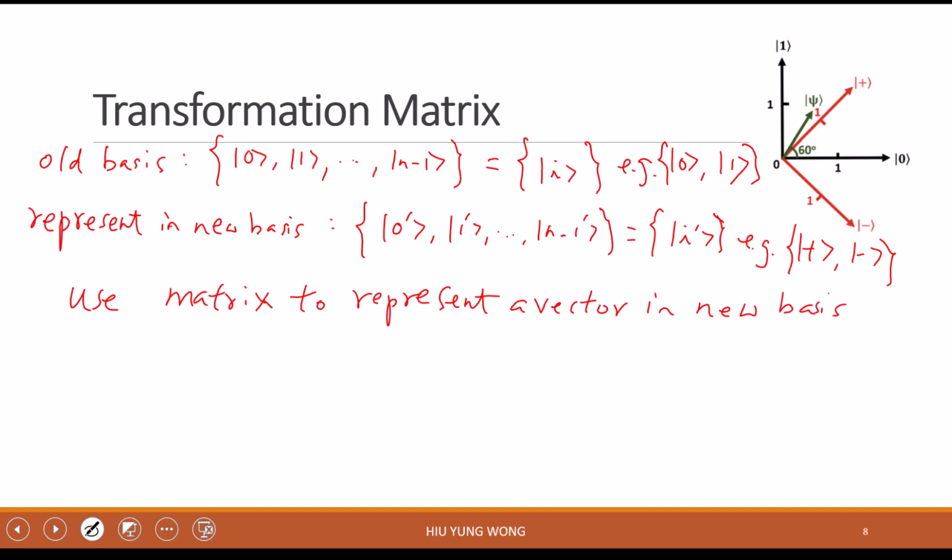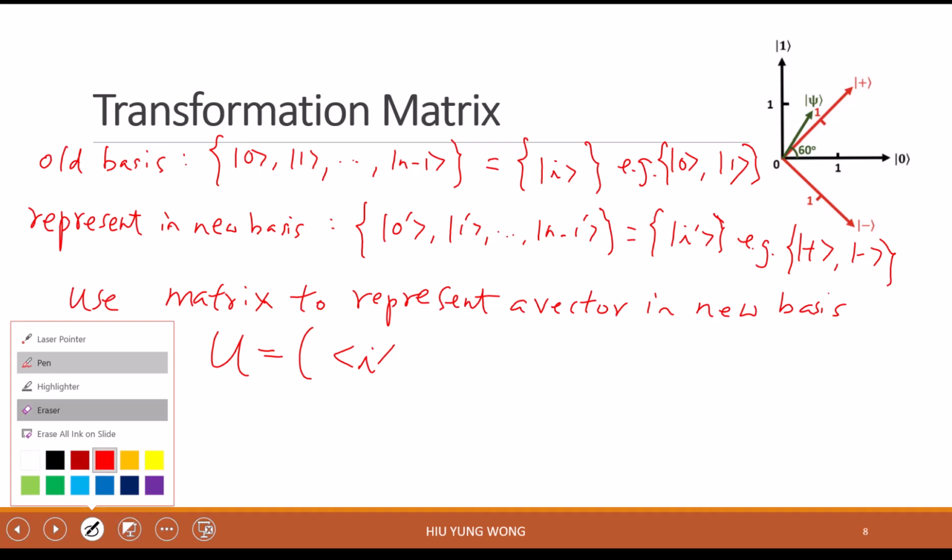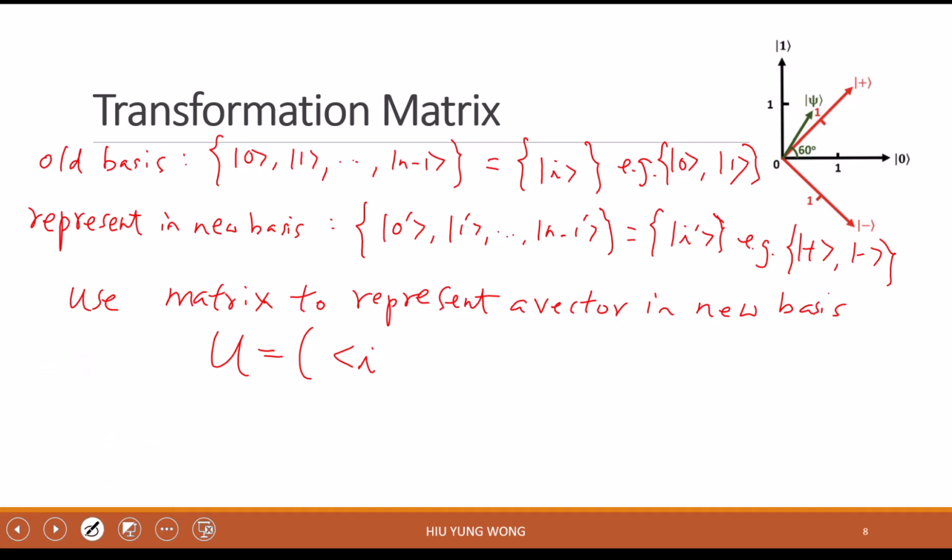What matrix is this? U equals to I dash inner product J. Wow, this is a very difficult symbol. Anyone can decipher what it means here? I mean, I am talking about matrix, but I only write down one term. Do you understand what it means?